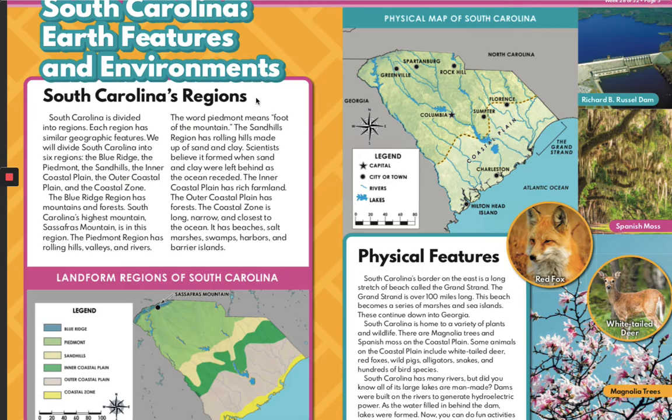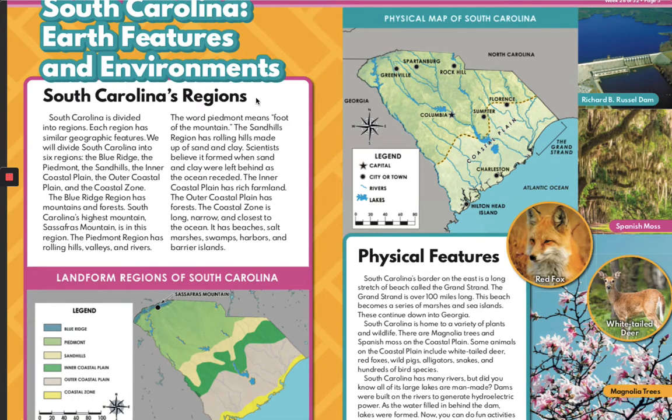The Blue Ridge region has mountains and forests. South Carolina's highest mountain, Sassafras Mountain, is in this region. The Piedmont region has rolling hills, valleys, and rivers. The word Piedmont means foot of the mountain. The Sandhills region has rolling hills made up of sand and clay. We live in the Sandhills region, so that is where Columbia and Lexington and Pelion are. We are in the Sandhills region of the state.